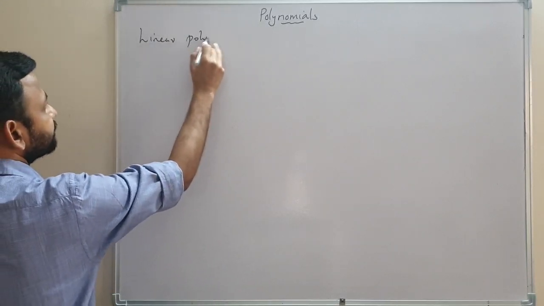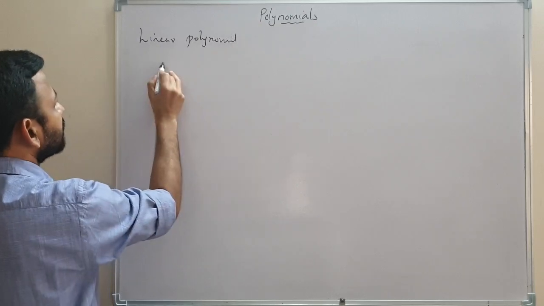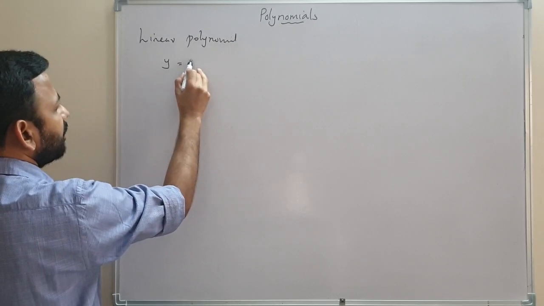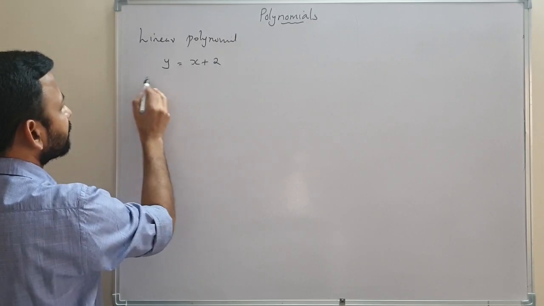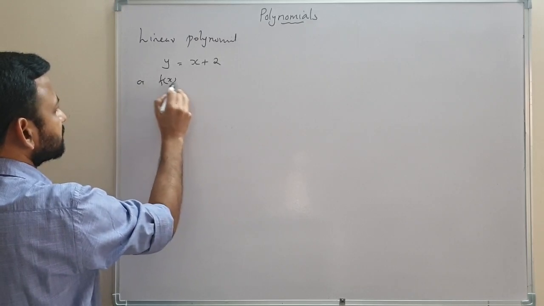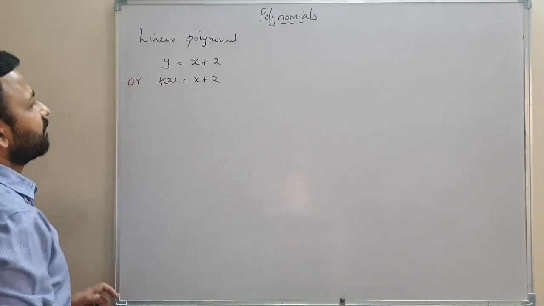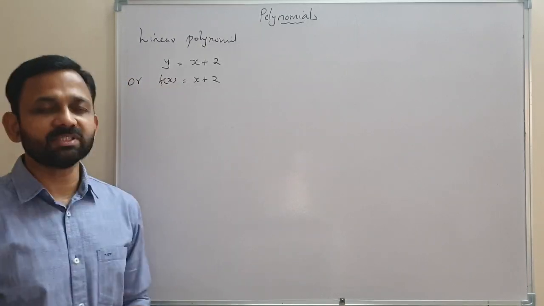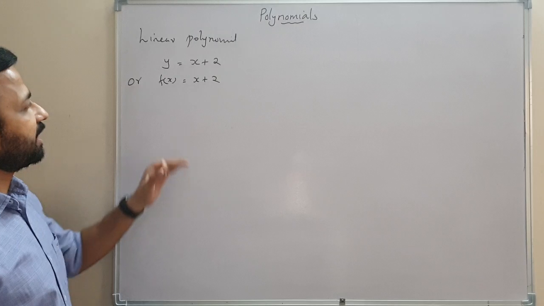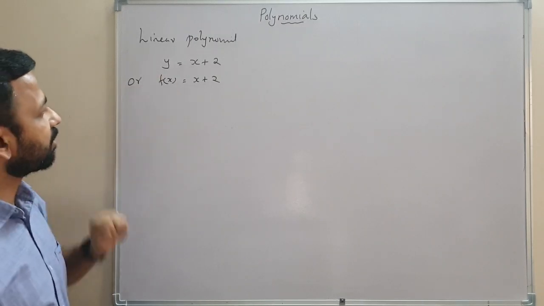Linear polynomial, y equal to x plus 2, or f of x is equal to x plus 2. And here we can find the 0 of the polynomial.